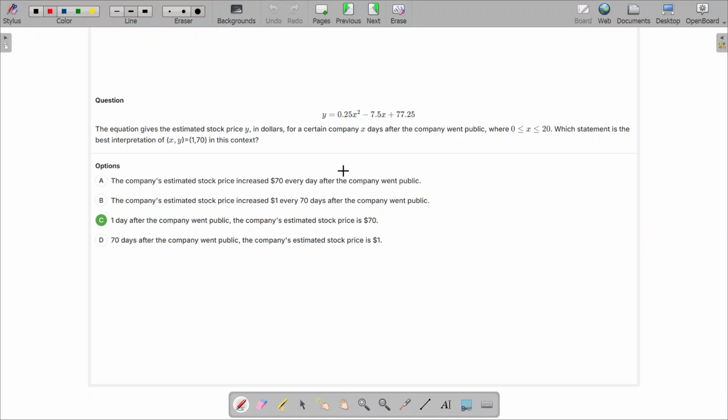It says the equation gives the estimated stock price y in dollars. So what is the unit of y? It is in dollars. For a certain company, x days. So x is the number of days after the company went public, where x is greater than or equal to 0 and less than or equal to 20. Which statement is the best interpretation of (x, y), that is (1, 70)? x is days, and 70 is dollars.